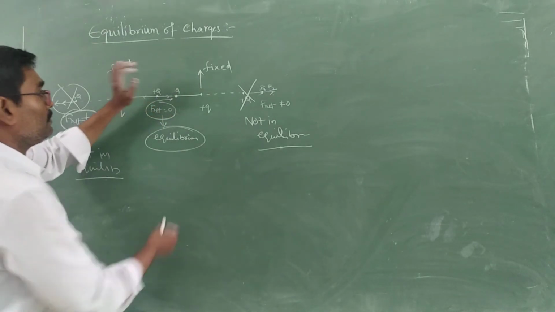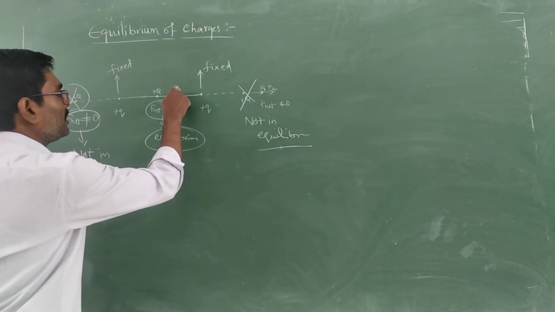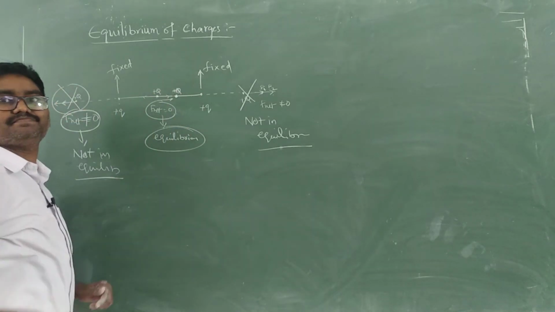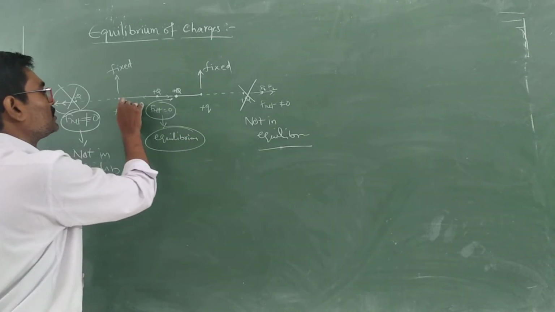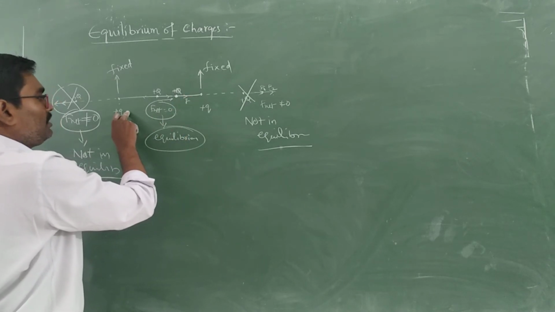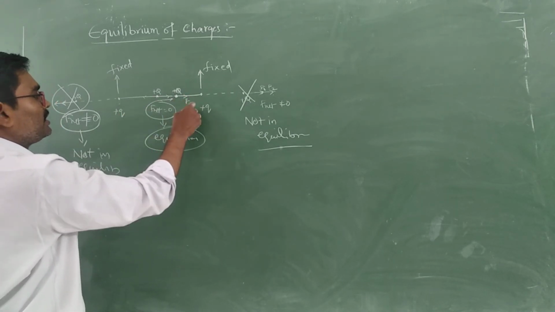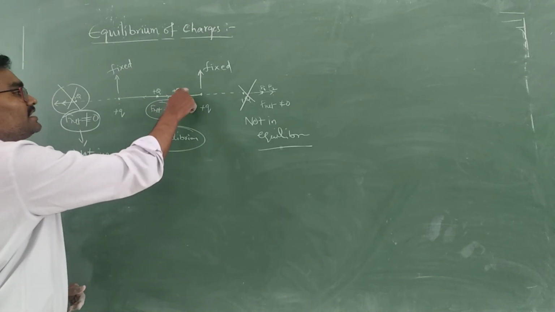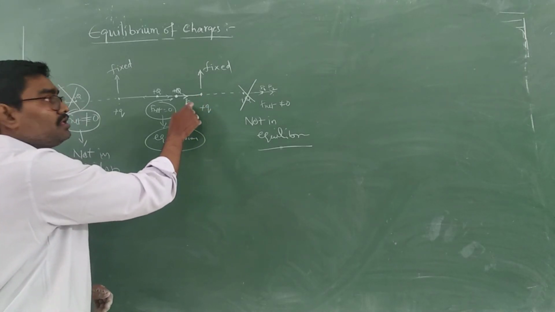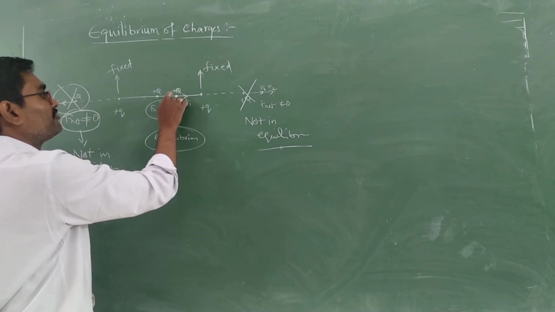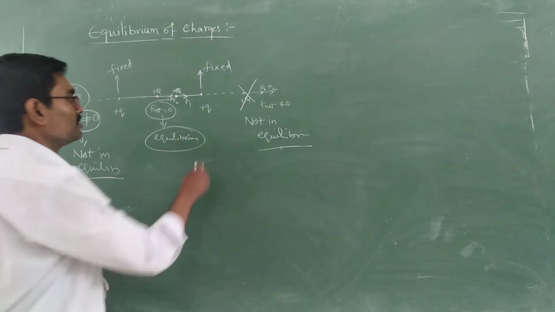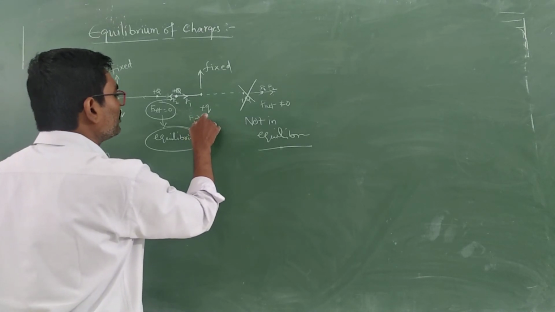Now what will happen? If this is the position of this particle, from this charge it is far, and from that charge it is nearer. Now what about the force exerted by this charge on it? Let it be F1, exerted in this direction. What about this plus Q? F2. This will exert in the opposite direction with F2. Which force is more? F2 is greater than F1.